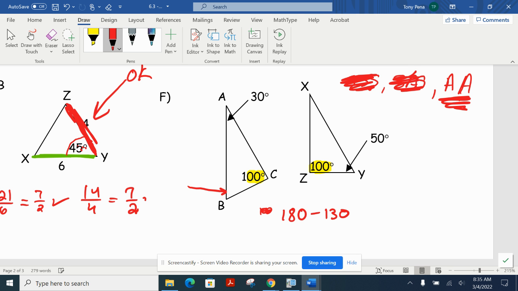So in a triangle, we have to have 180. We had 130 already. So if we did that, we know this angle must be 50 degrees. Isn't one of the other angles in that other triangle 50 degrees as well? That then shows us that, yeah, for sure, we have two angles that are congruent. So through the idea of angle, those triangles are similar. All right.